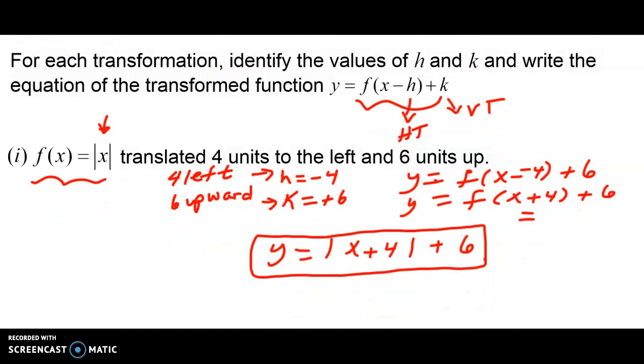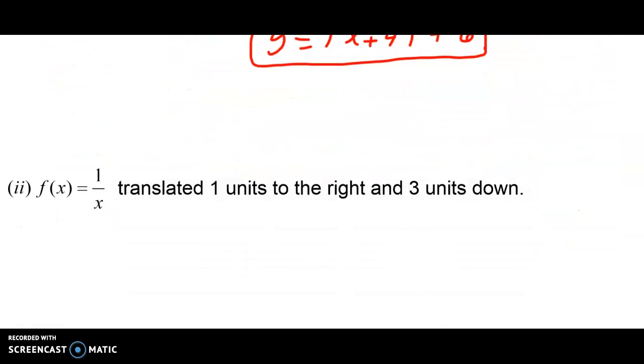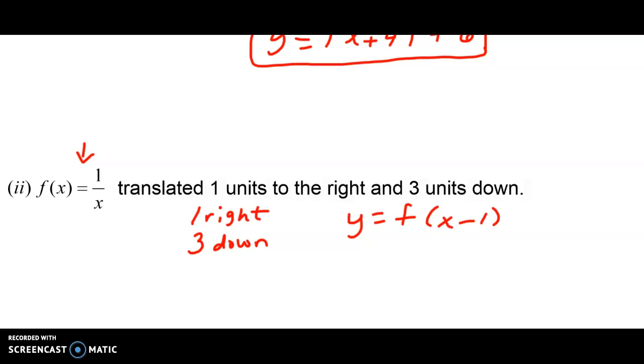In part 2, I am given the function 1 over x, a reciprocal function. I'm translating it 1 unit to the right, which I'm going to write down, 1 unit to the right, and I'm going to write 3 units down. So when I write my function, I'm going to have 1 unit to the right, which would be x subtract 1, and 3 units down would be subtract 3.